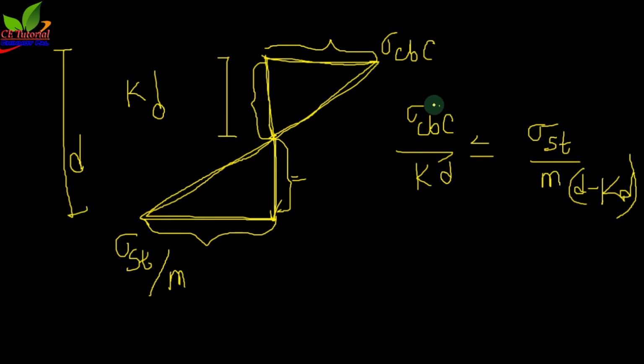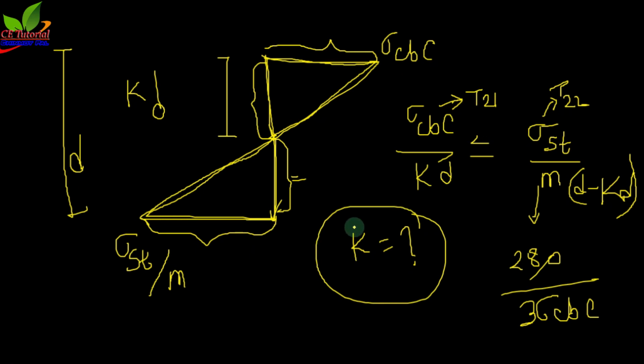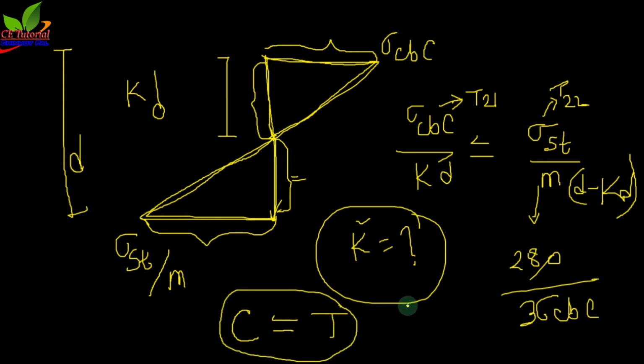This sigma CBC you have to find out from table 21. This sigma ST you have to find out from table 22. And this m is nothing but 280 by 3 sigma CBC. Now you can find the k value here. That is the formula. I shall show you in the next class how we can calculate all the parameters, that is the k value and lever arm distance, and how we can calculate the stress in steel from this equation C is equal to T.